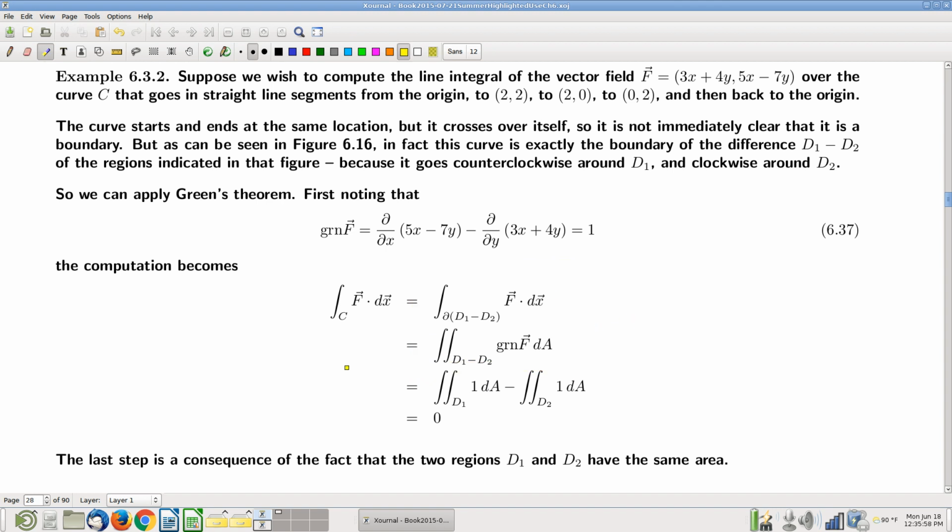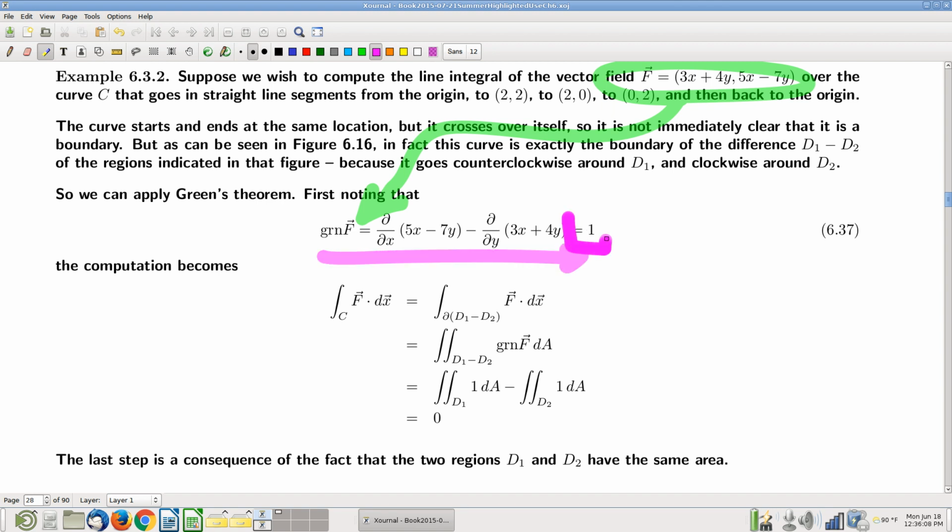And Green's operator, if you take our given vector field here, and you plug in and compute Green's operator, you get 1. Easy calculation. By the way, in case I didn't say this last time, make sure that you memorize the formula for Green's operator. It's the magic formula that makes Green's theorem work. So, dq dx minus dp dy.